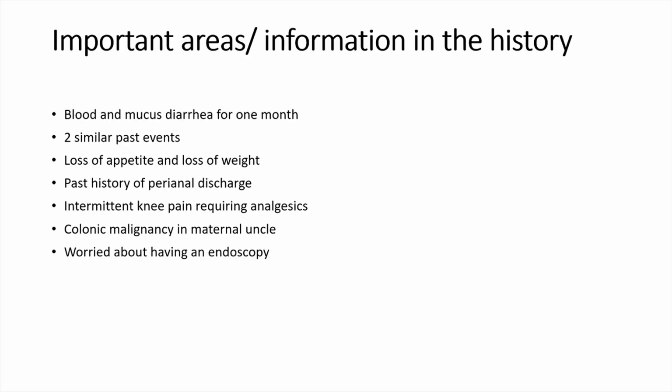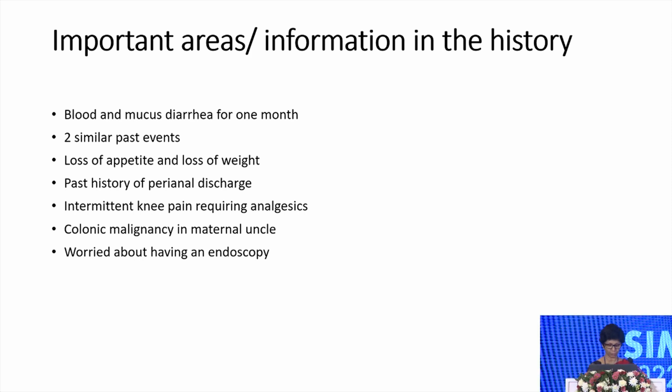So this patient had blood and mucus diarrhea for a month with two similar past events, and associated loss of appetite and loss of weight. Patient had a history suggestive of a perianal discharge according to her description. There is a history of intermittent knee pain requiring analgesics as needed, and there is a concern about a colonic malignancy in the patient's maternal uncle. And the patient is worried about having an endoscopy, and she is really scared about having it, though it was suggested by one of the doctors in the past.